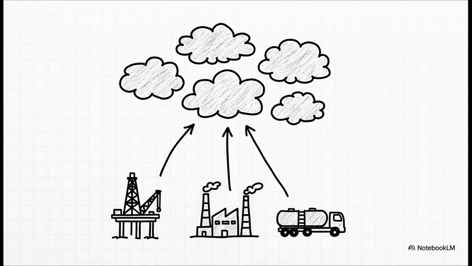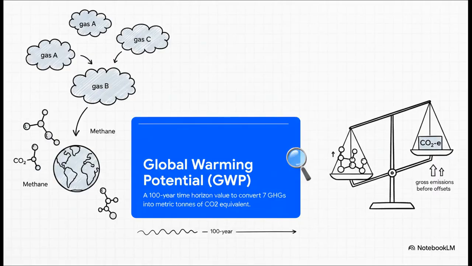It's the whole shebang. You've got to gather the direct emissions from both stationary and mobile sources. That means auditing everything, from a fixed drilling rig or a refinery right down to your mobile tank truck fleets. Now, how do you unify 7 completely distinct gases? I mean, you can't just add a ton of methane to a ton of carbon dioxide.